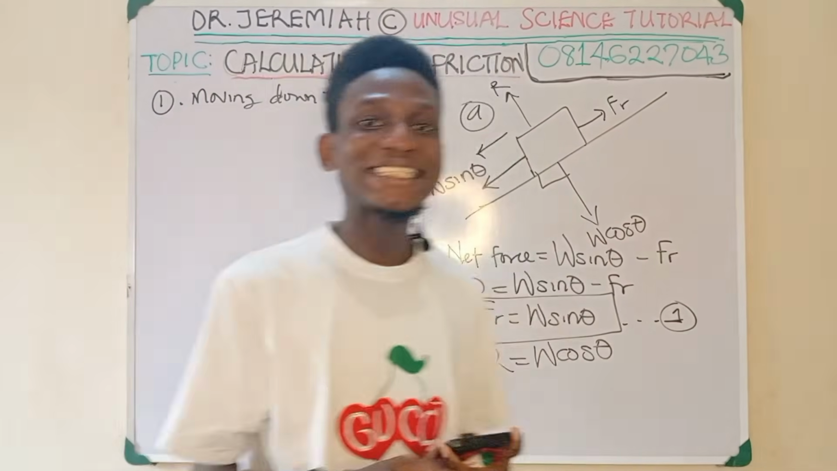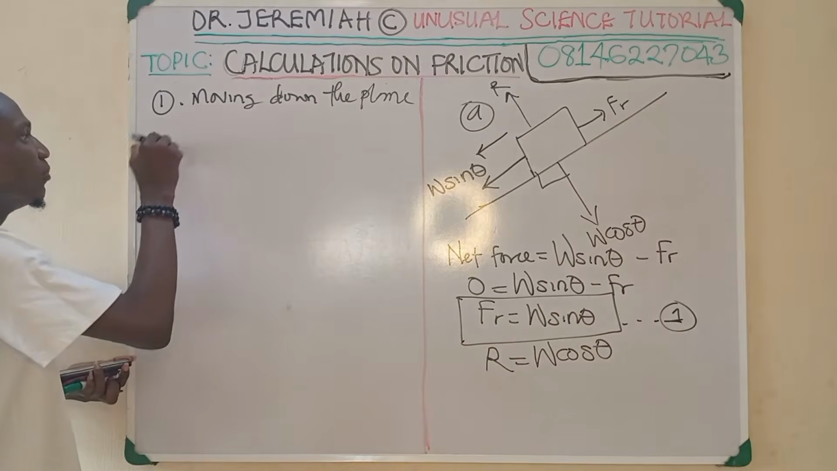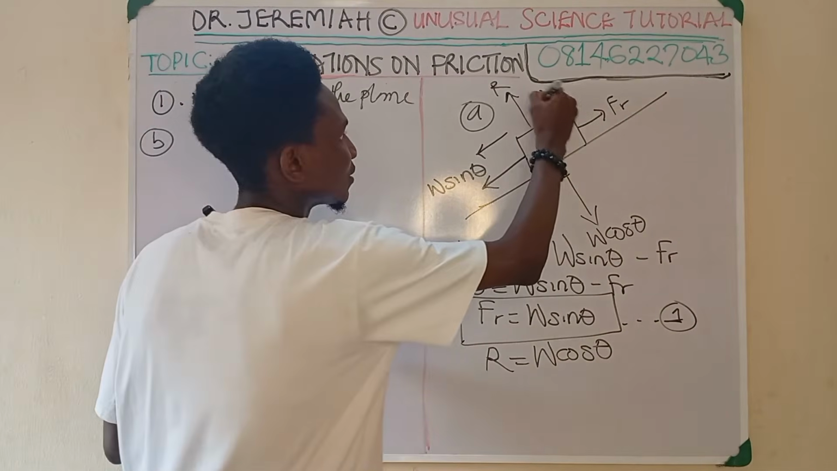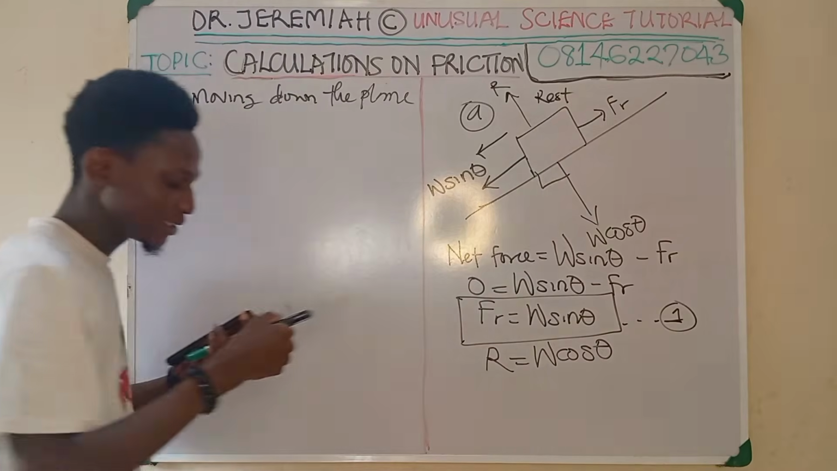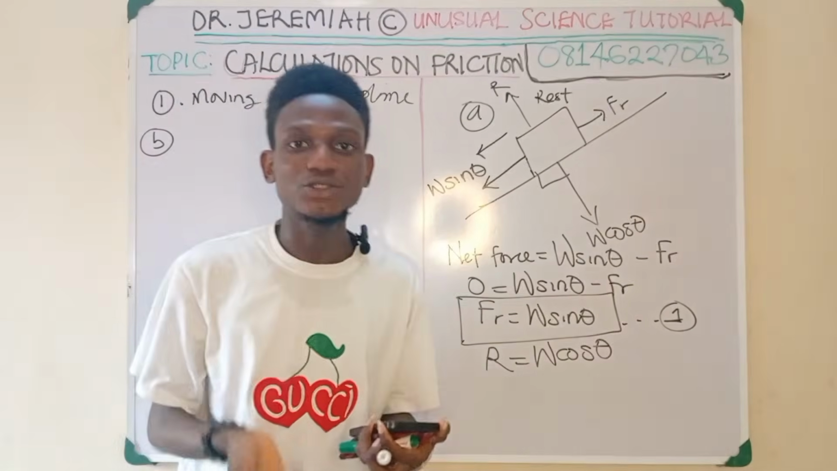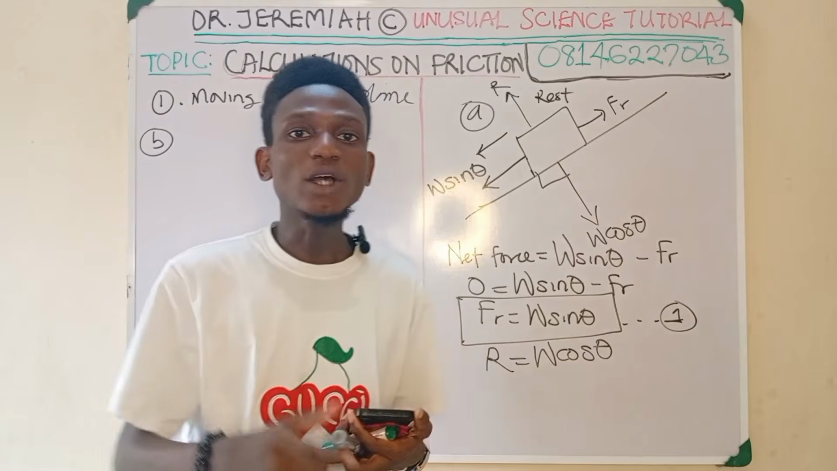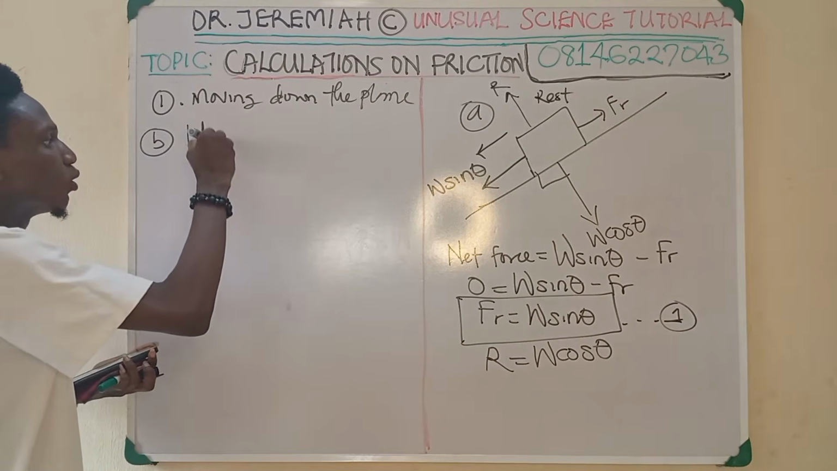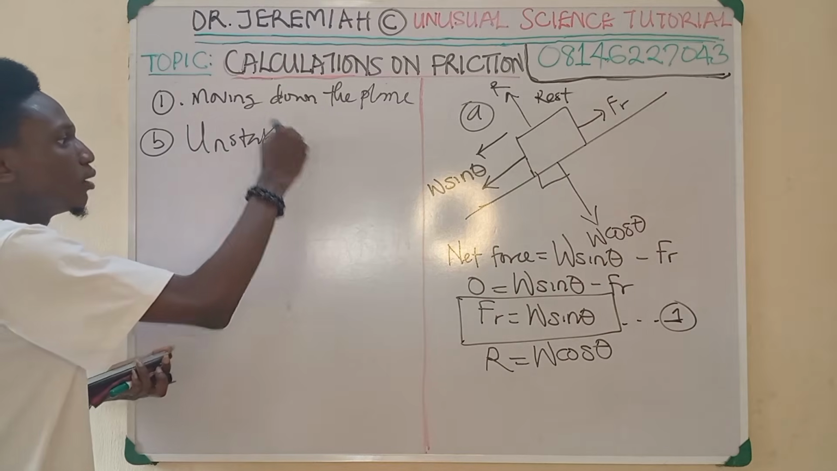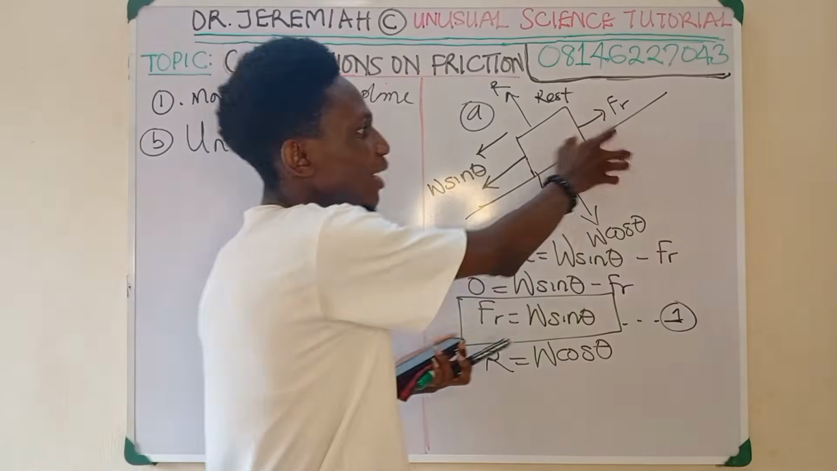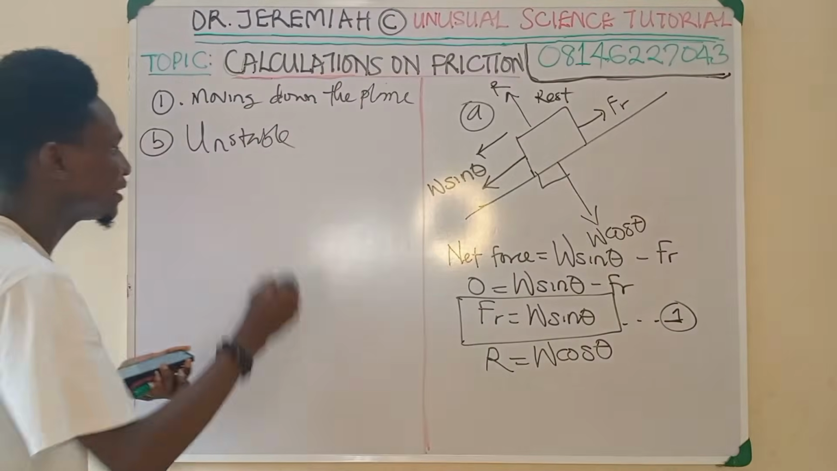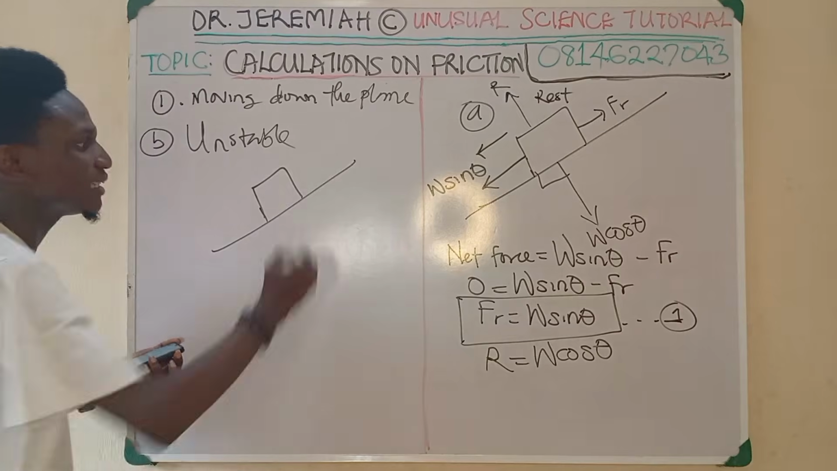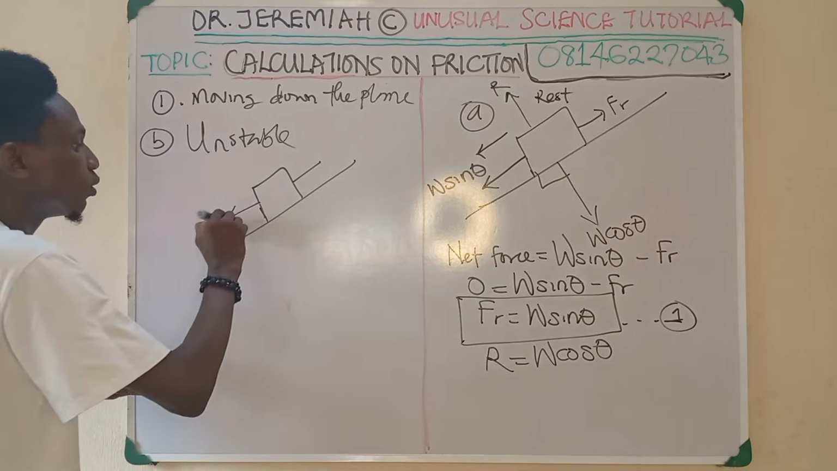So the second scenario, let's call this B now. I cannot be writing them out, so you have to just write it out as I say it. So what's the second scenario? The second scenario is that the body is on the inclined plane but unstable. So let's draw the diagram. Unstable. So the body is on this inclined plane but is unstable.